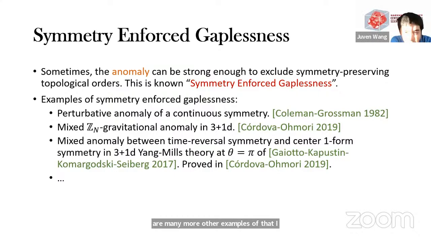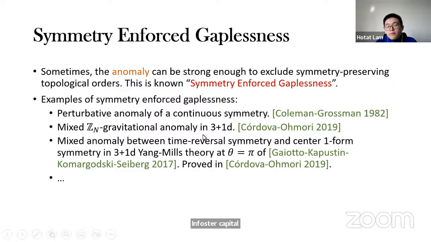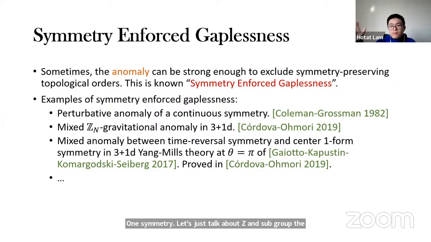There are many more examples that I want to mention here. In general, oh, sorry, go ahead. Can you remind me, just to make sure we're on the same page, which mixed ZN gravitational anomaly enforces gaplessness? Yes, you can, for example, imagine that you have a chiral fermion. The chiral fermion will have a ZN symmetry, right? In general it has a U(1) symmetry, but let's just talk about the ZN subgroup. The ZN subgroup can have a mixed anomaly with gravity, and that's the mixed anomaly that I'm talking about. Does that answer the question?